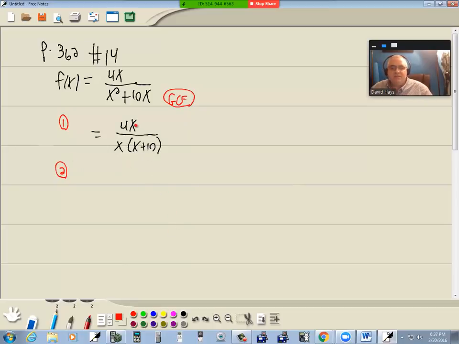Step 2 is to cancel. Now notice how they both have an x here? That x cancels that x. Now the reason why you can do that is because everything's multiplication. You got 4 times x, and you got x times x plus 10. So that gives us 4 over x plus 10. Step 3, set your denominator equal to 0. So we'll set x plus 10 equal to 0 and solve it, and we get x is equal to negative 10. And that's our vertical asymptote.